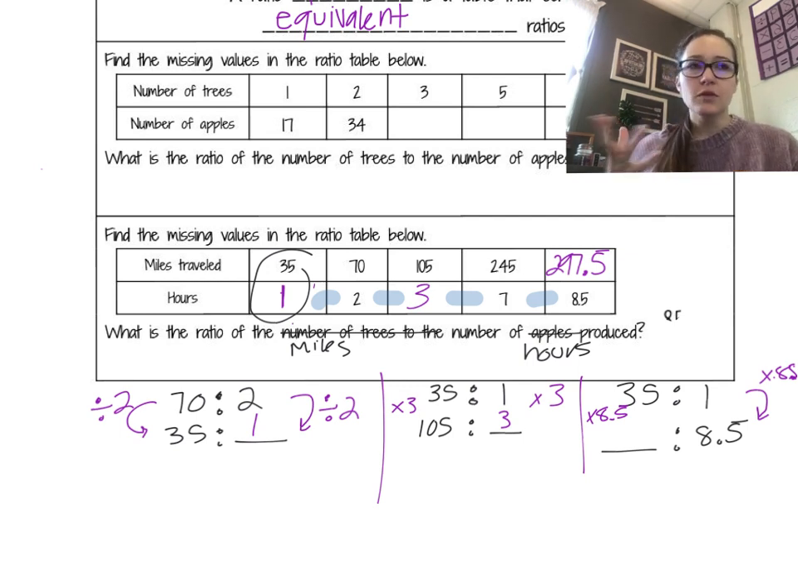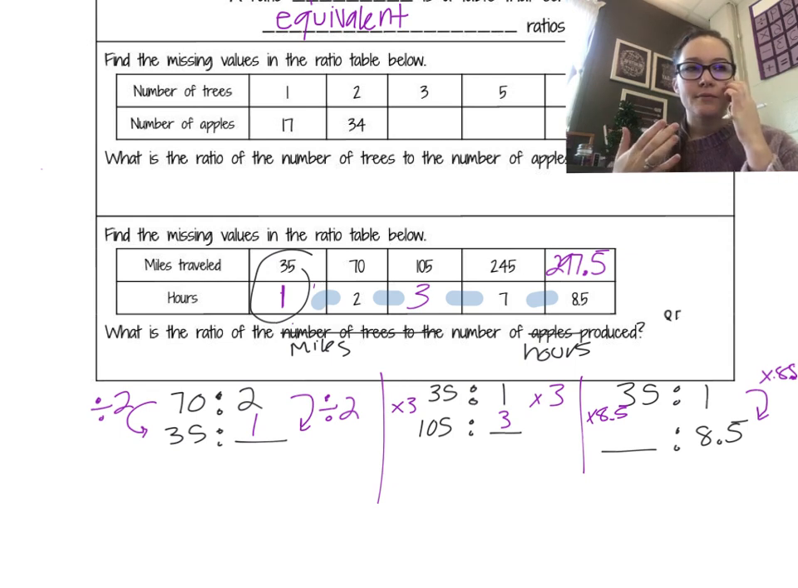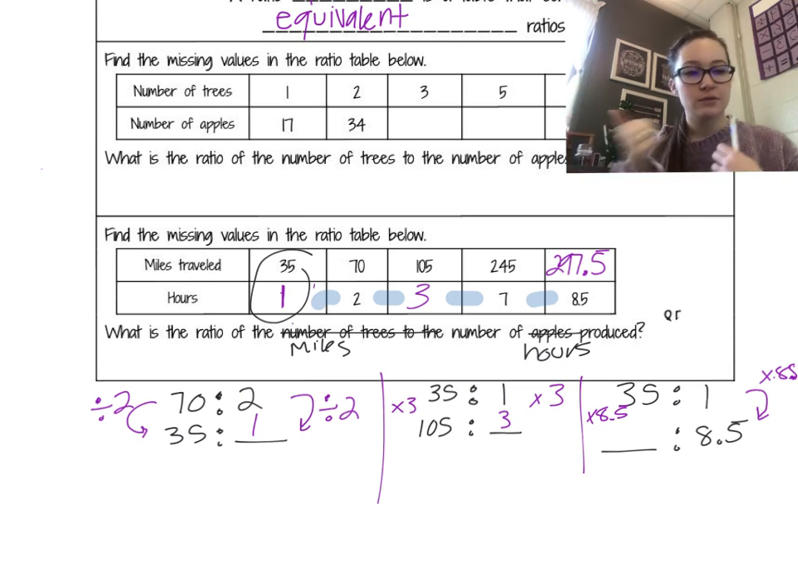So ratio tables can be kind of tricky because you can do it by adding, or if you're going backwards, you'd be subtracting, multiplying, dividing. So just pick the way that works for you. If your way was adding, like the top one, totally fine. If your way is the equivalent ratios on the bottom, totally fine. The equivalent ratios is my preferred one, so no worries.